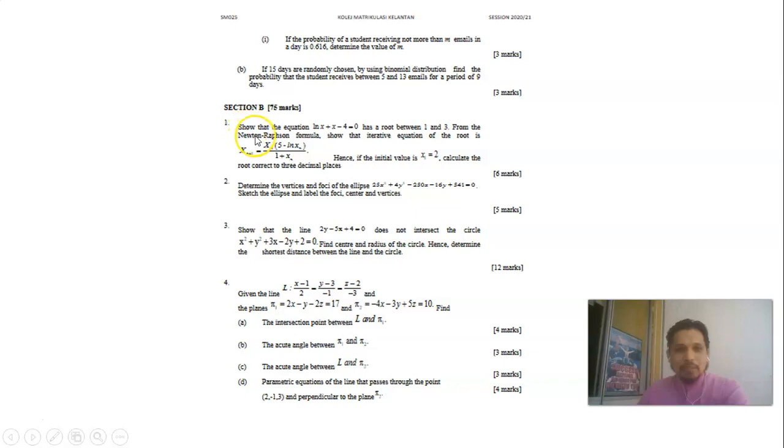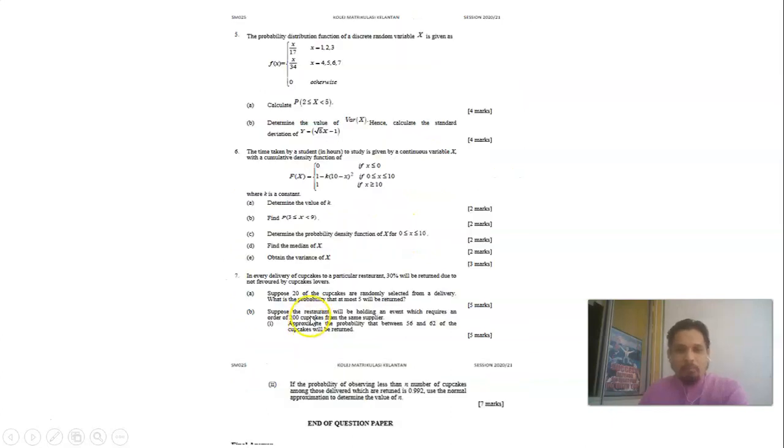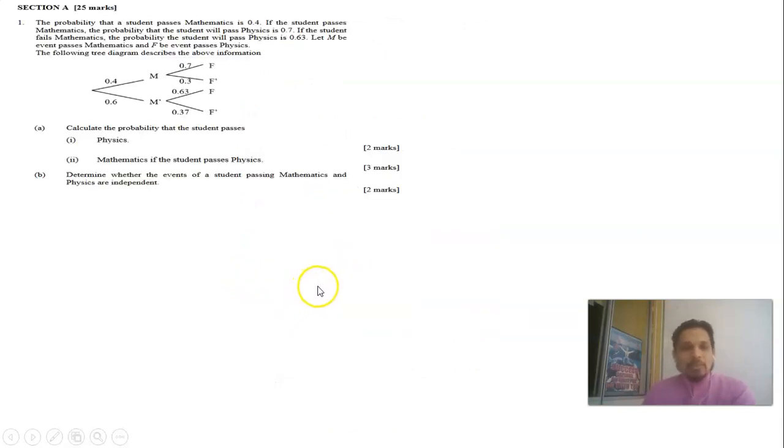Okay, a question of numerical method, then the ellipse, and the circle and vector. A question of random variables, continuous, and the same for question number 6, discrete random variables, and question 7, special probability distribution. Okay, so we're going to discuss the questions one by one. Are you all ready? Okay, let's do it.